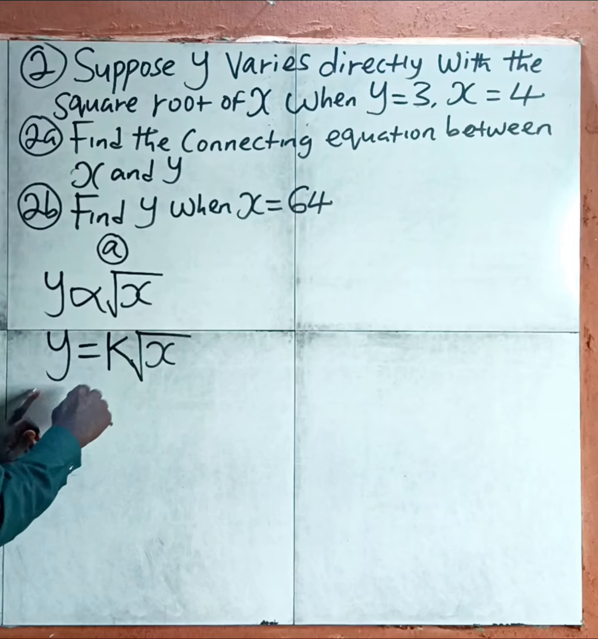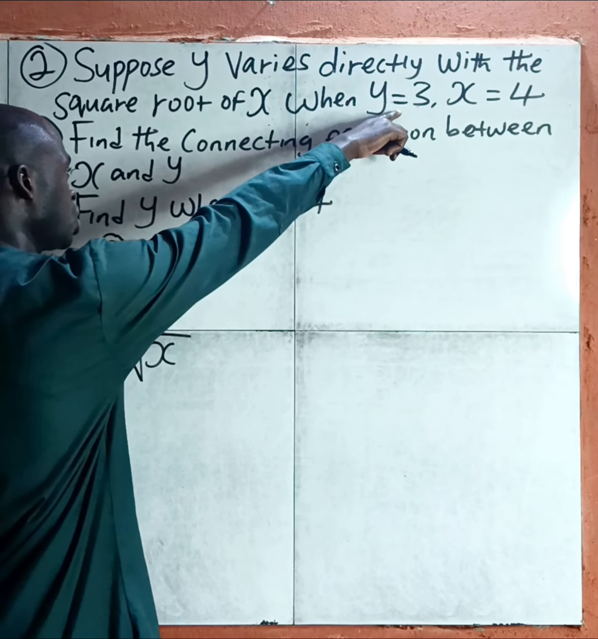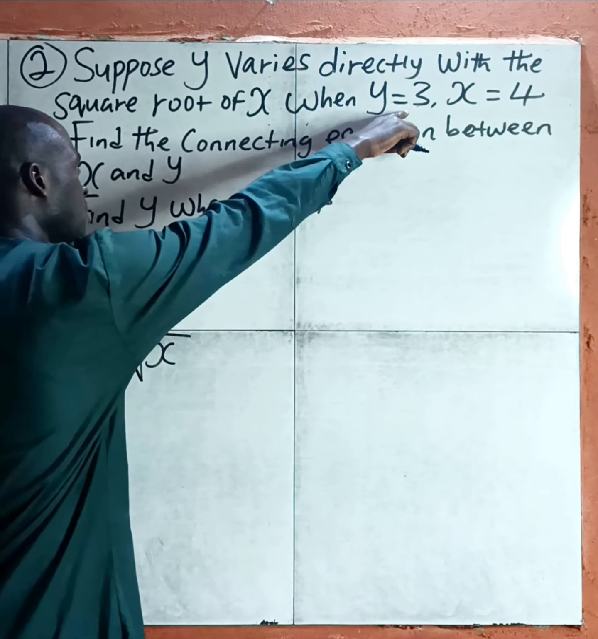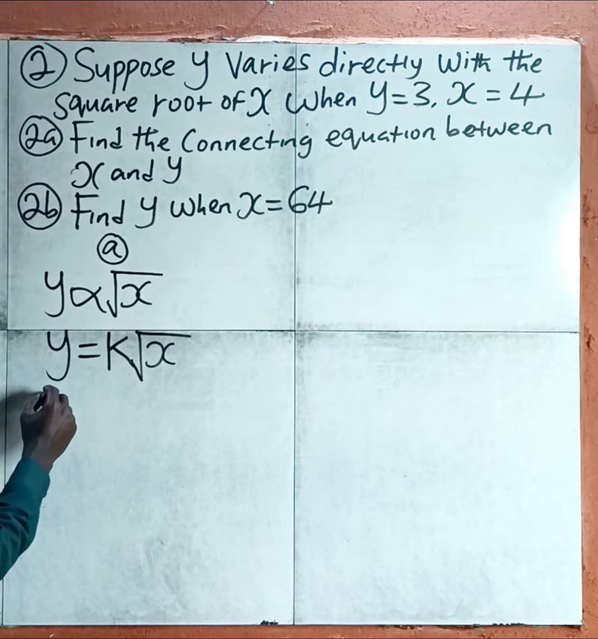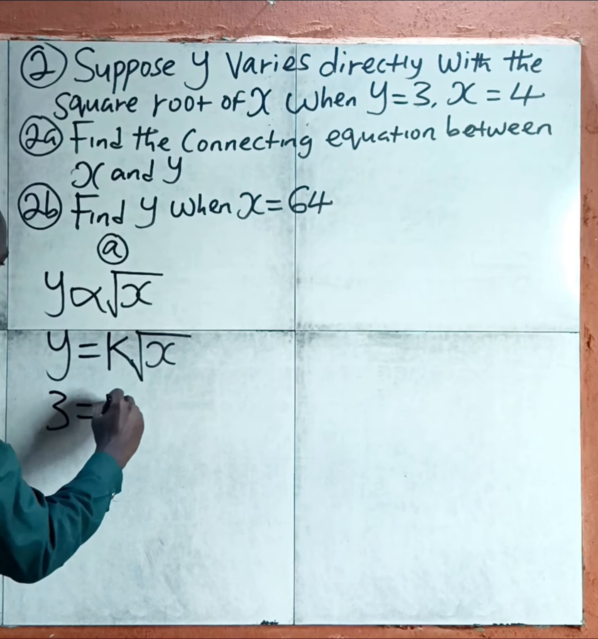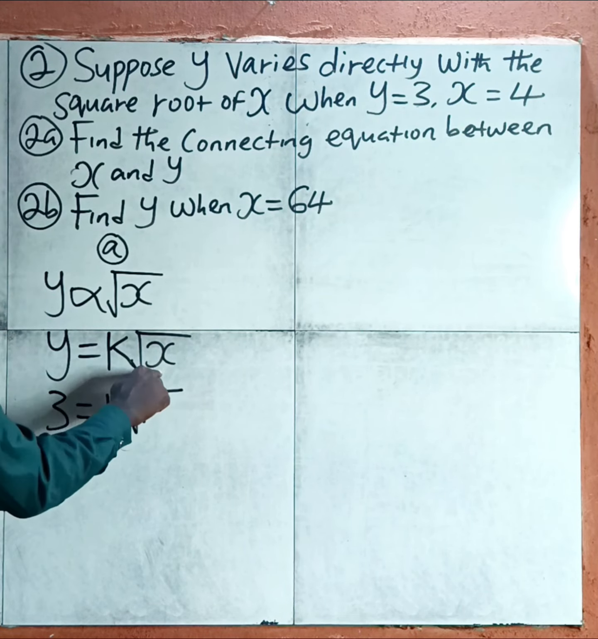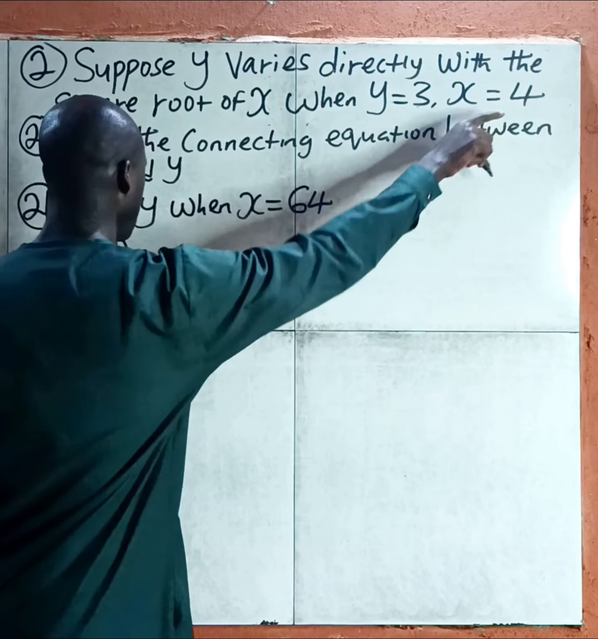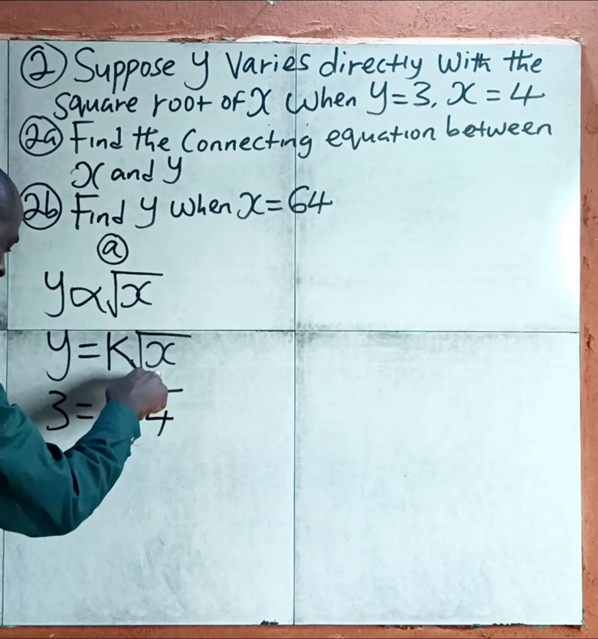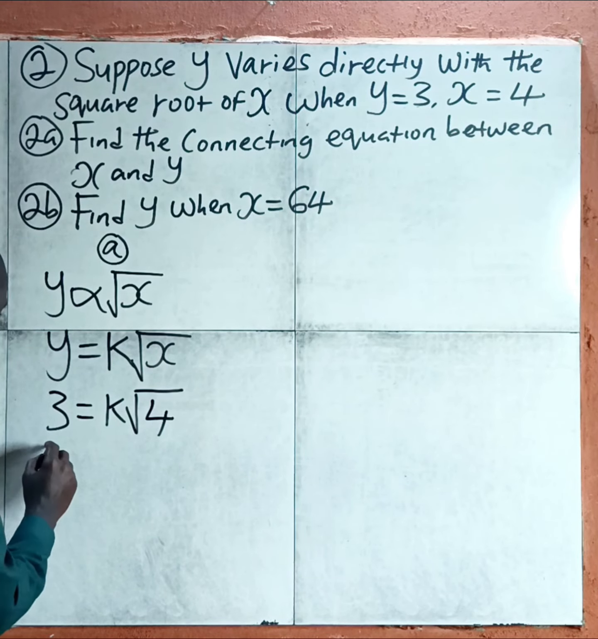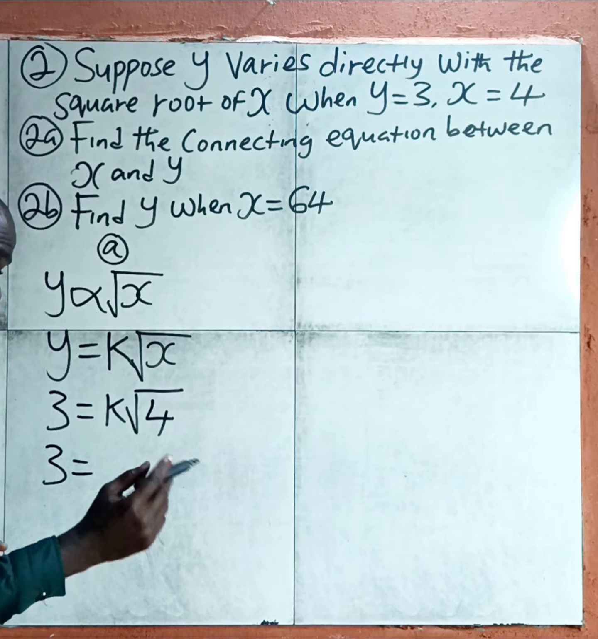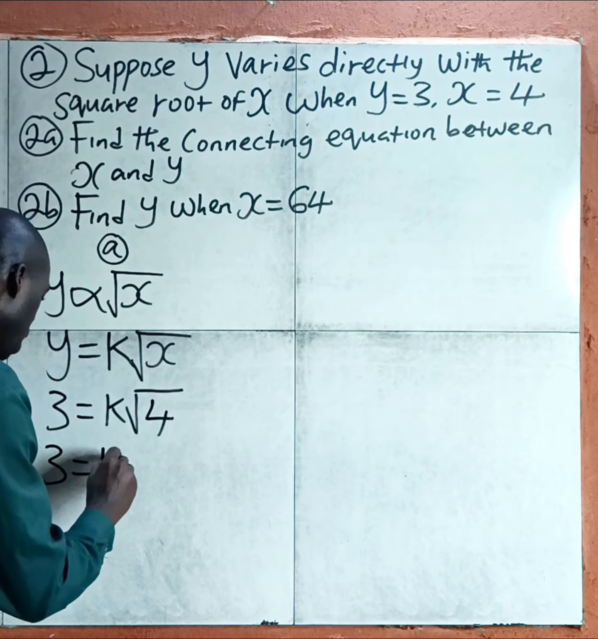So let's go straight. Wherever we see y, we are going to go back to our question and substitute the value that is there. So what's the value of y here? 3. So I'll come here and say 3 equals k. Now what is x? The value of x here is 4. So I'm going to place the 4 here, wherever I see x in my formula. So right now, we are going to have 3 equals k times the square root of 4.